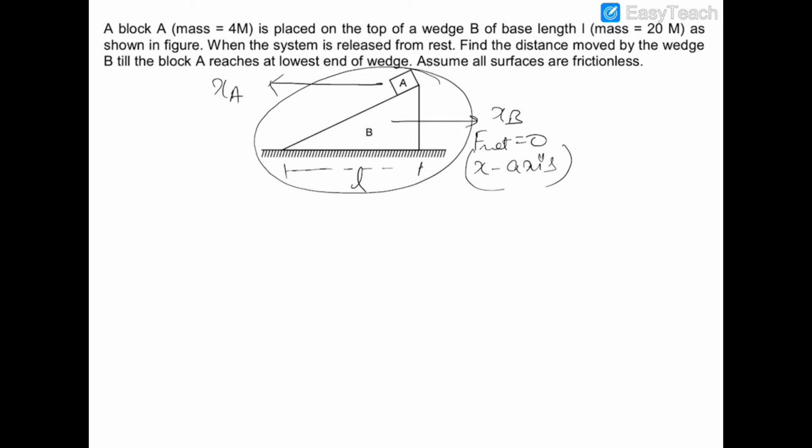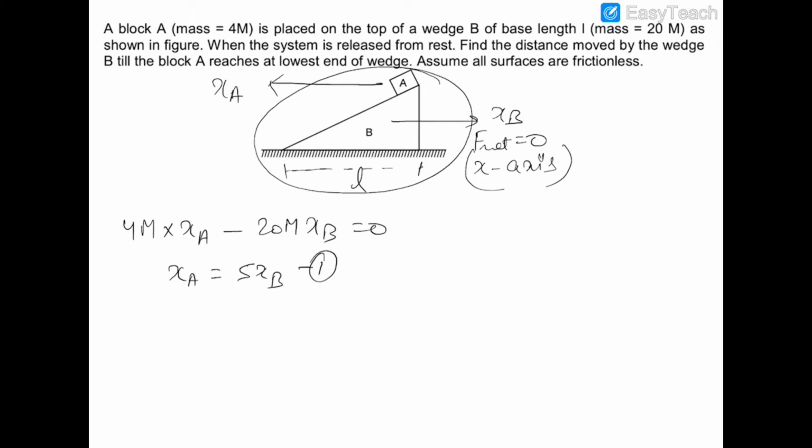So by balancing the mass moment, we can write the equation as 4m into xA minus 20m into xB is equal to 0, which says that xA is equal to 5xB. This is the first equation.